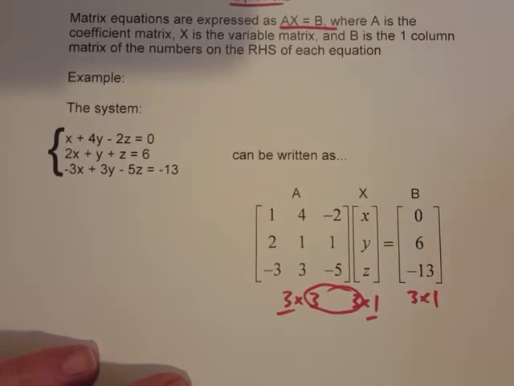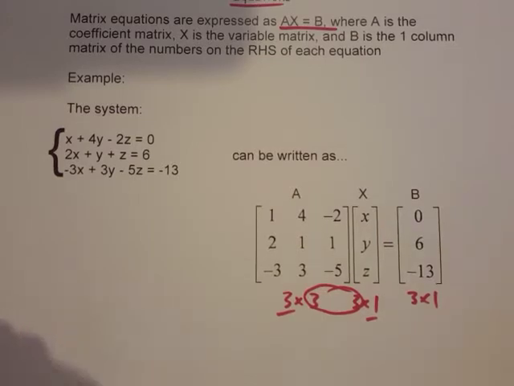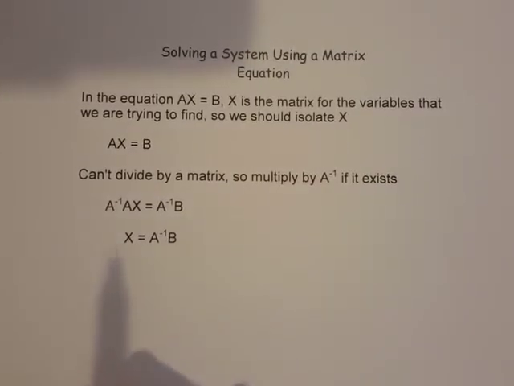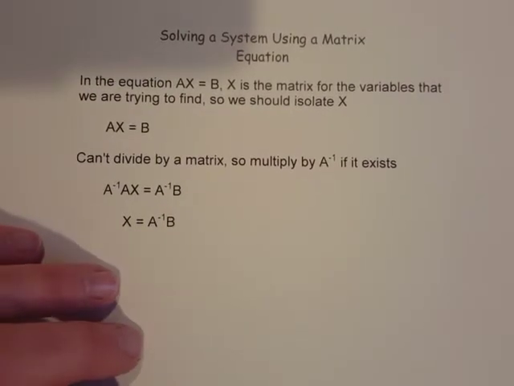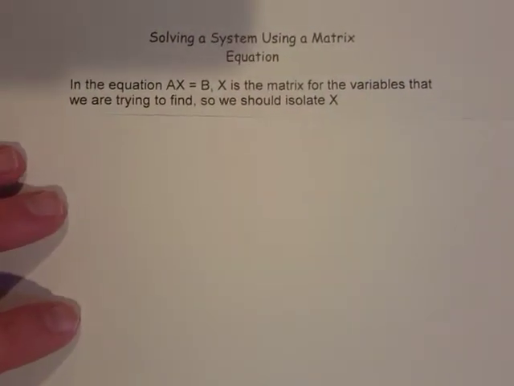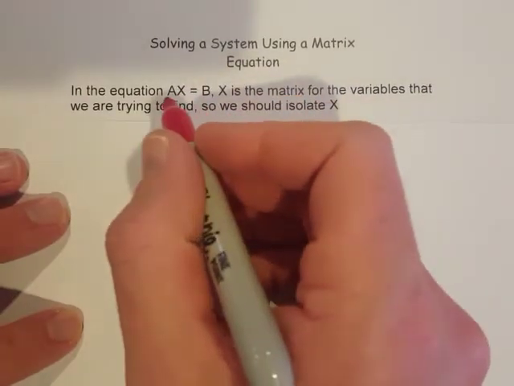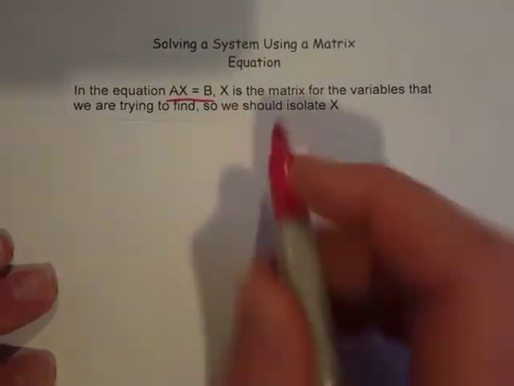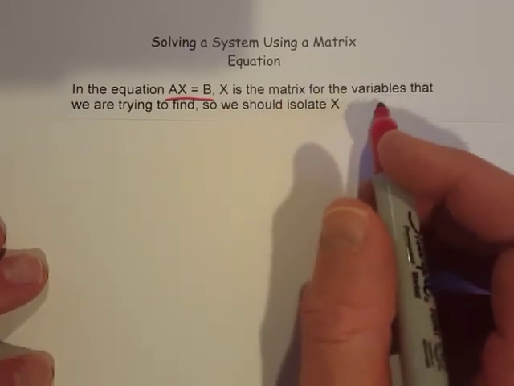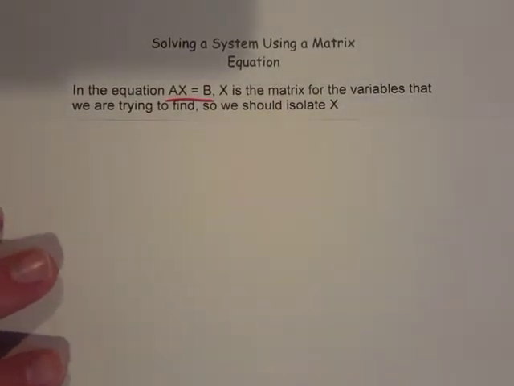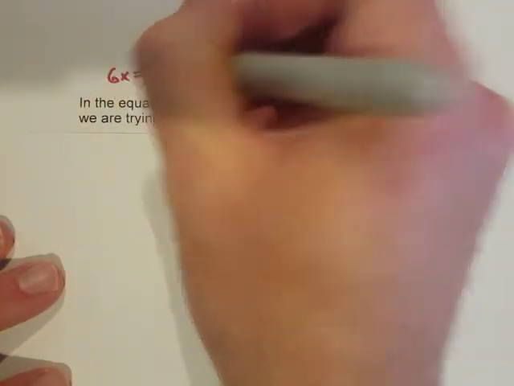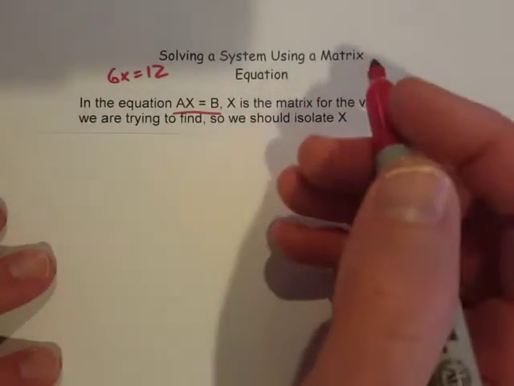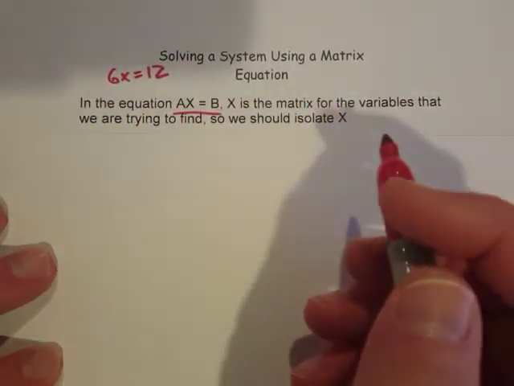Before we do the actual example, though, I want to just walk you through why this method is going to work. Now, just the generals about a matrix equation. What we have here is this matrix equation, like I mentioned, AX equals B. X is the matrix for the variables that we're trying to find. So in a normal equation, if I had something like 6x equals 12, I would want to find out what x is. So I would probably divide by 6 on both sides.